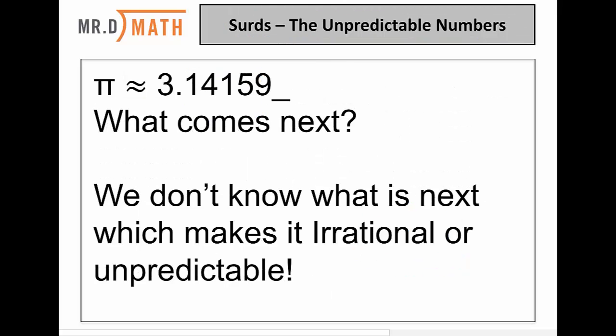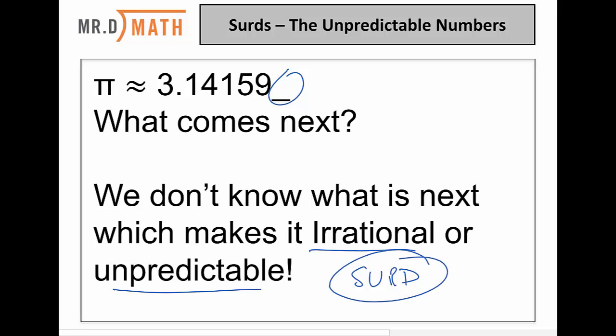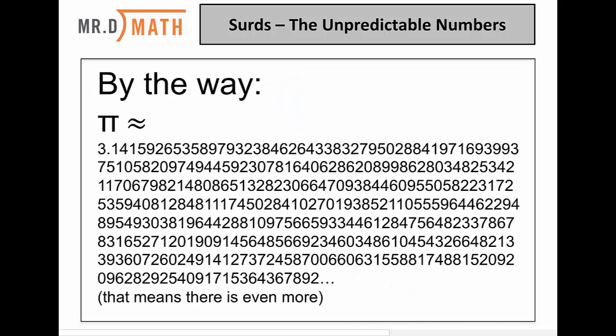So what does come next? What makes it irrational? What makes it unpredictable? What makes it a surd? Well, we don't know. That's why it's irrational, that's why it's unpredictable, that's why it's a surd. S-U-R-D. I know you were wondering what comes next. Well, here's what comes next. Pi is approximately, and notice here, approximately, because it's not exactly, because there's more.